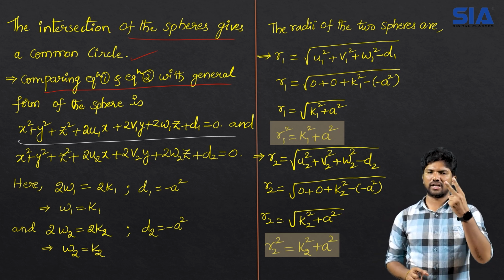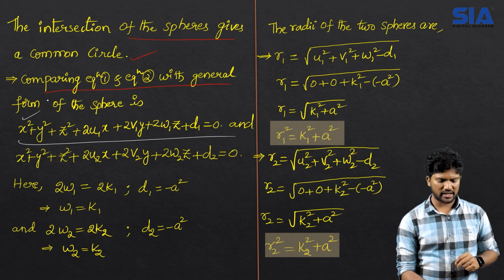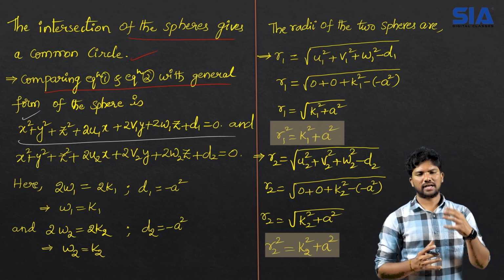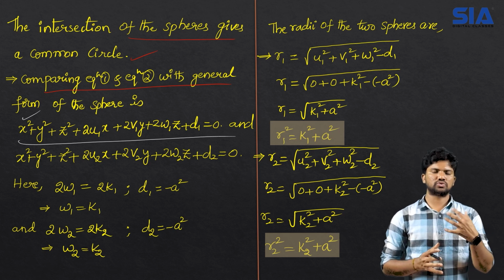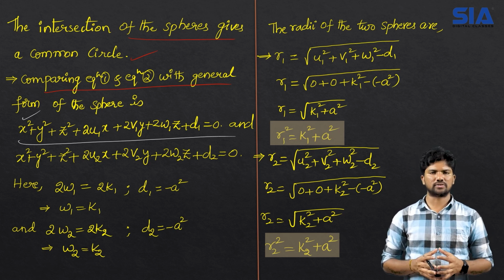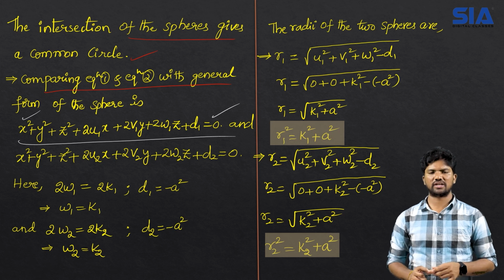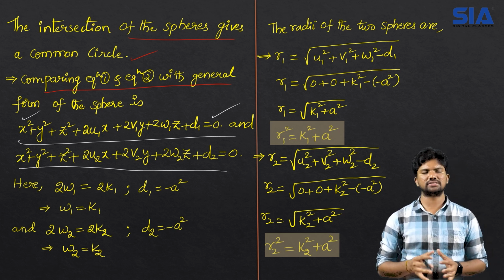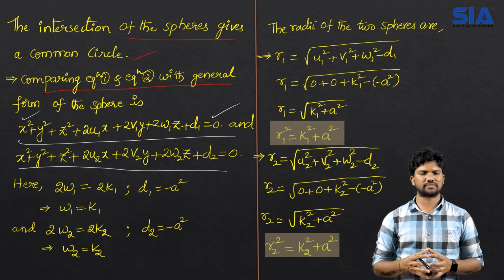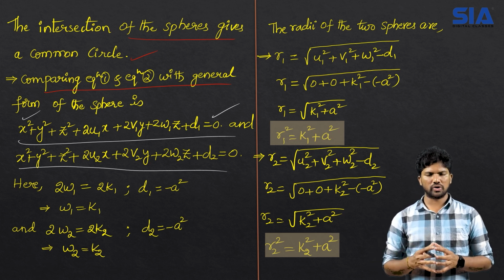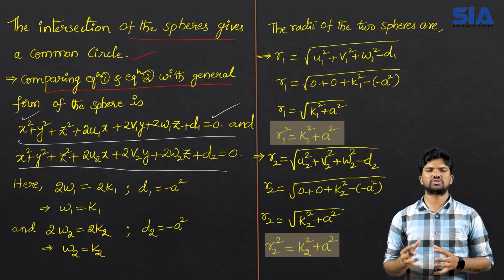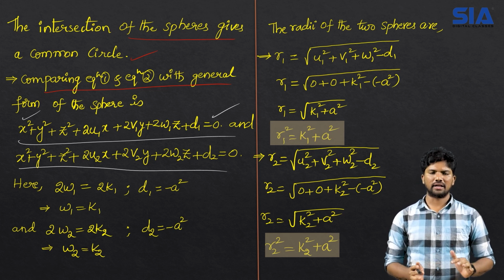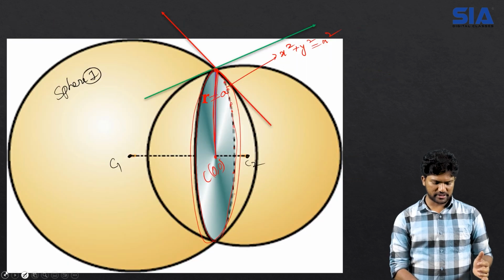Here we have two spheres, so that's why we are taking x square plus y square plus z square plus 2u1x plus 2v1y plus 2w1z plus d1 is equal to 0. That is the general form of the equation of sphere 1, and the general form of the equation of sphere 2 is x square plus y square plus z square plus 2u2x plus 2v2y plus 2w2z plus d2 is equal to 0. Now compare with the previous equation number 1 and equation number 2.